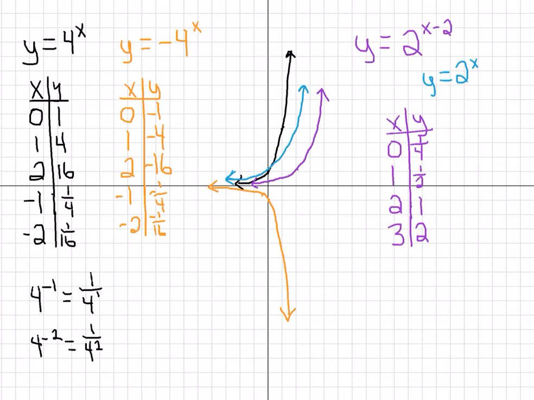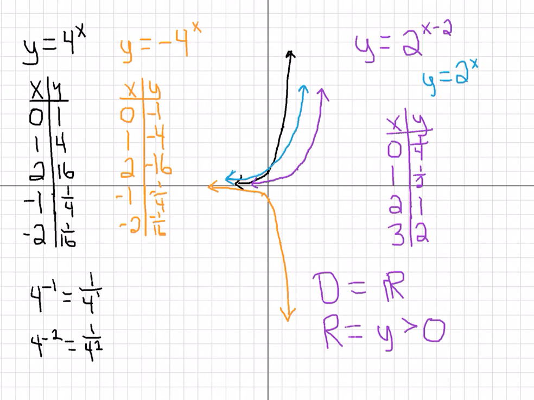So, how did that negative 2 in the exponent affect it? Well, it looks like it just moved it to the right 2 units, right? And that's what it does. It just translates the y equals 2 to the x to the right 2 units. If I would have put a plus 2, it would translate it, or move it, to the left 2.